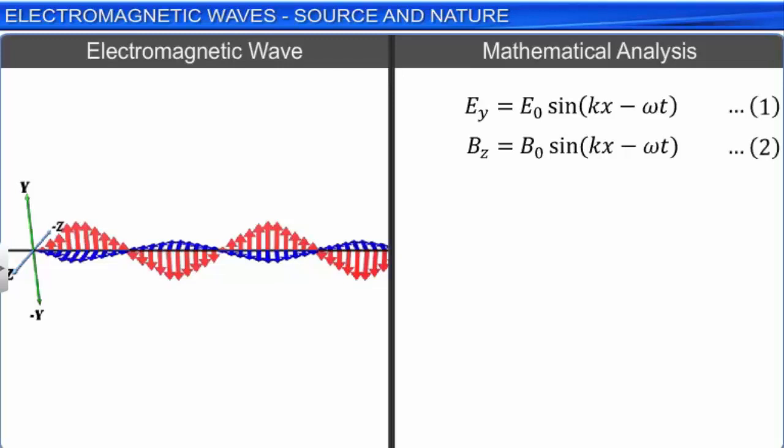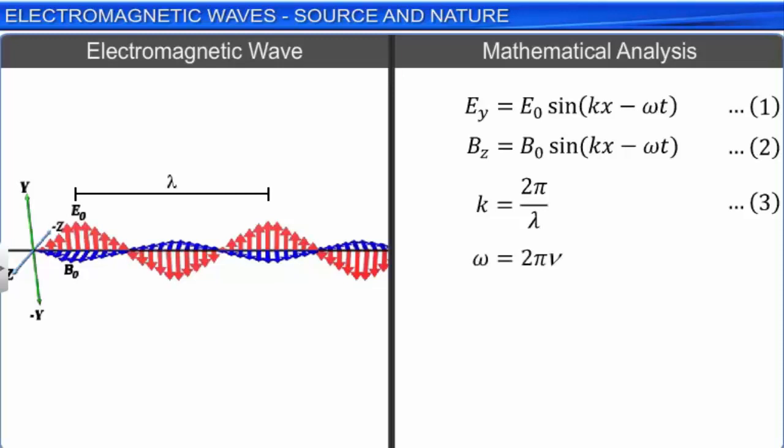Here, E0 is the maximum value or amplitude of the electric field. B0 is the maximum value or amplitude of the magnetic field. And k is the wave number related to the wavelength of the wave, lambda. That is, k = 2π/λ. Let this be equation 3. Omega is the angular frequency. It is related to the frequency of the wave by the equation ω = 2πν. Let this be equation 4.